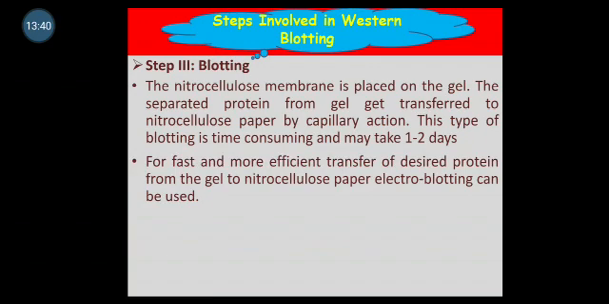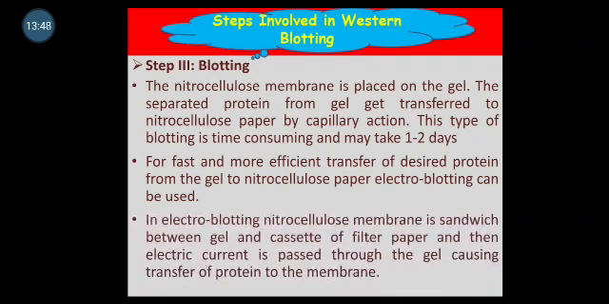For fast and more efficient transfer of the desired protein from the gel to nitrocellulose paper, electroblotting can be used. In electroblotting, the nitrocellulose membrane is sandwiched between the gel and the cassette of filter paper, and then electric current is passed through the gel, causing transfer of protein to the membrane.